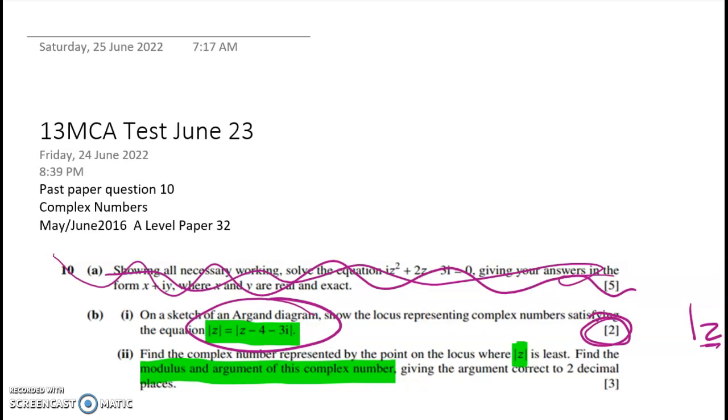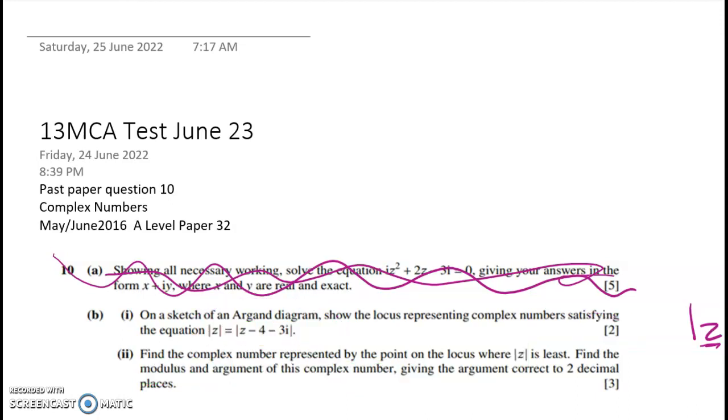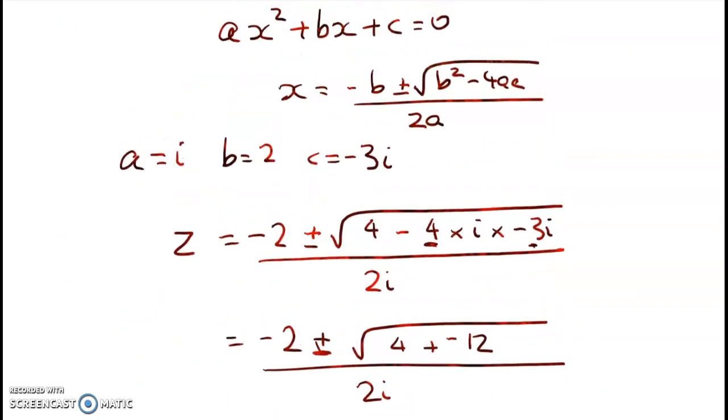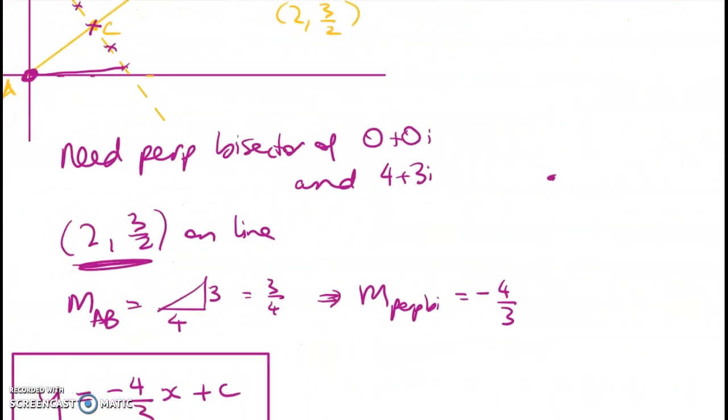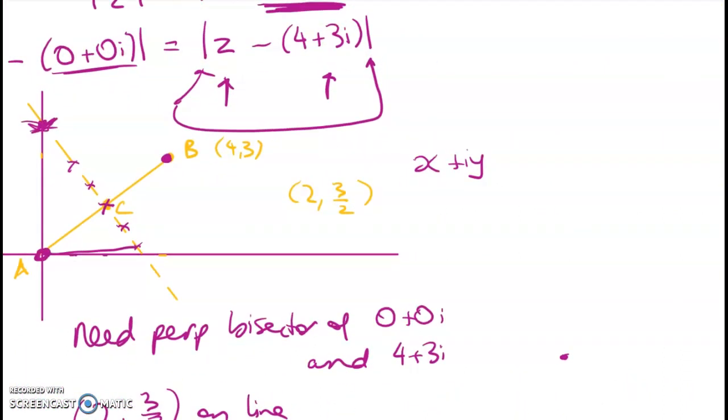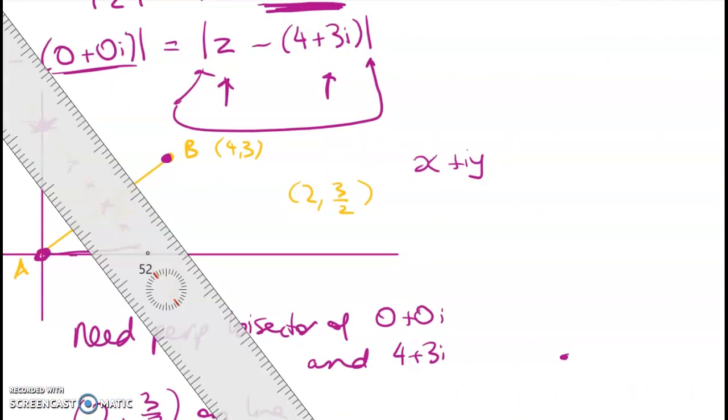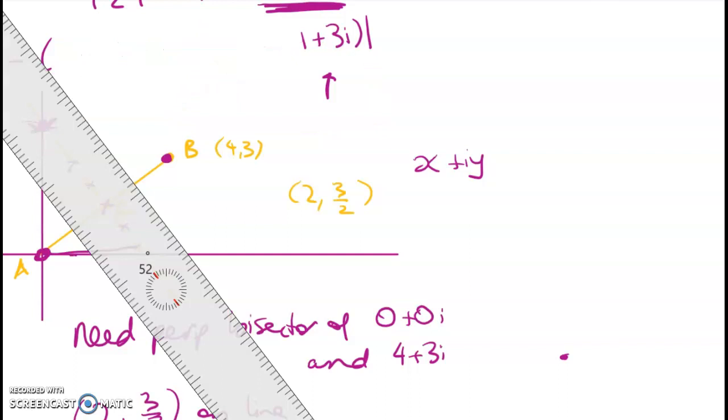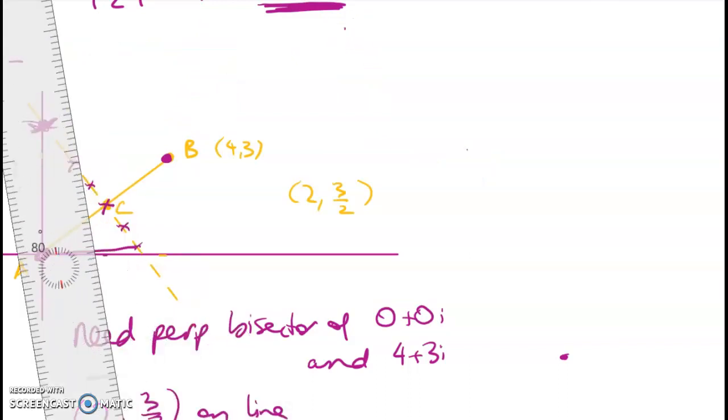The second part is, I think, quite generous in some ways, because all you're asked to do is to find the complex number represented by the point on the locus where the distance from the origin is the least. So let's go back to our diagram. And I'm going to take my ruler, just in case any of you have forgotten this. We're going to look at which point on that locus is going to have the lowest distance from the origin.